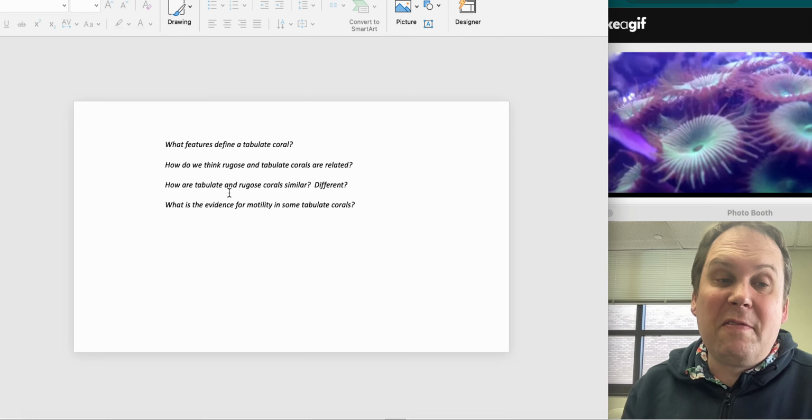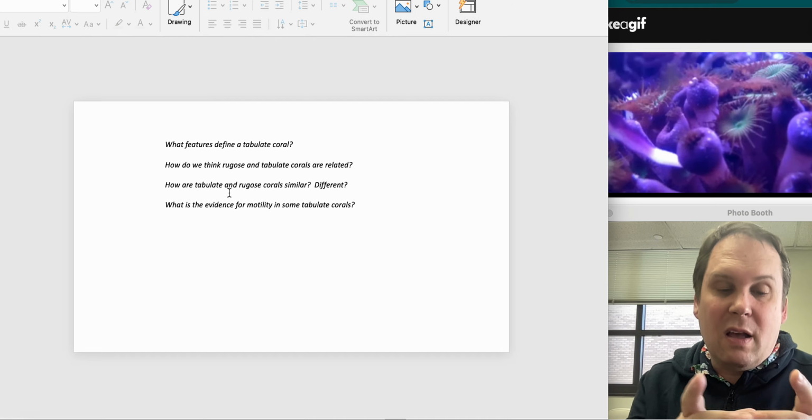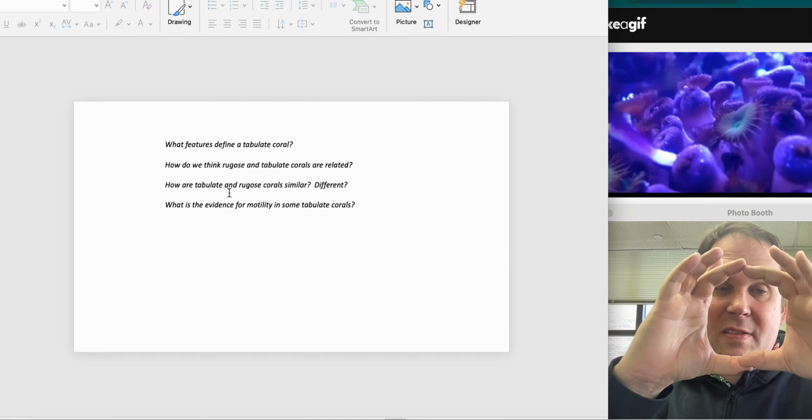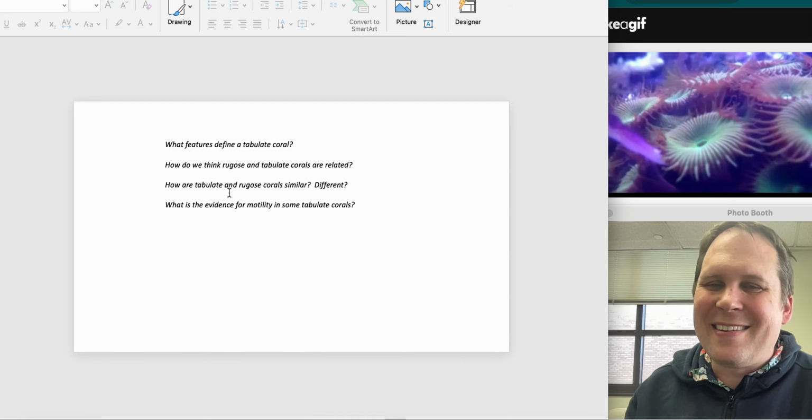Tabulate corals tend to have very small individual corallites. Rugose corals can have quite large individual corallites. I've got one in my office that's about that big across, which is a monster of the Paleozoic.